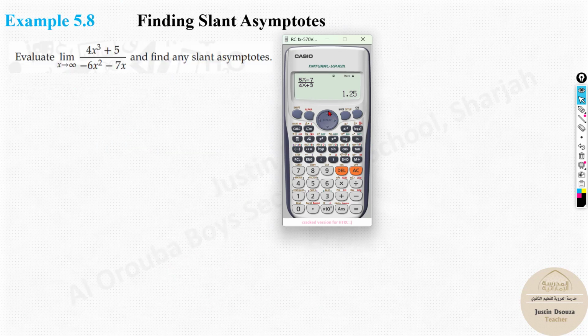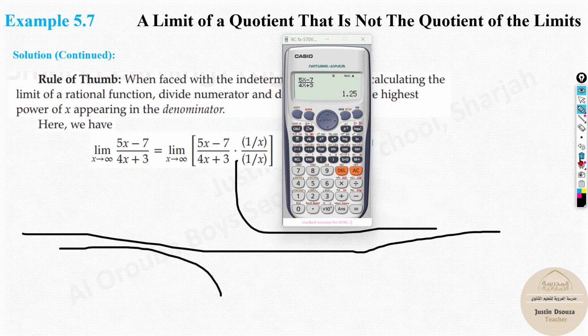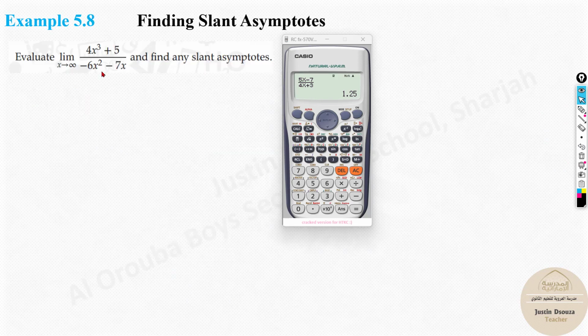Okay, now you can try this as well. All you need to do is type it up over here. Okay, 1 second, let's go back to this question over here. I will type it once quickly. 5x minus 7 divided by 4x plus 3, and now I'll calculate at negative big number. Okay, the answer is almost 1.25 itself. So now you know positive infinity and negative infinity go towards the same value, so you have a horizontal asymptote. Why I did that is because the next problem is different.